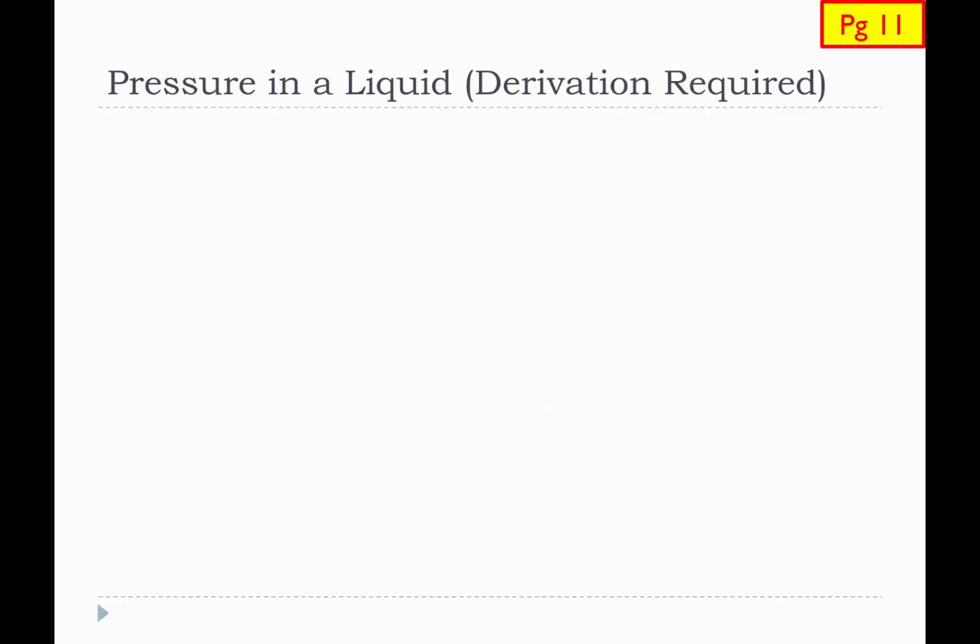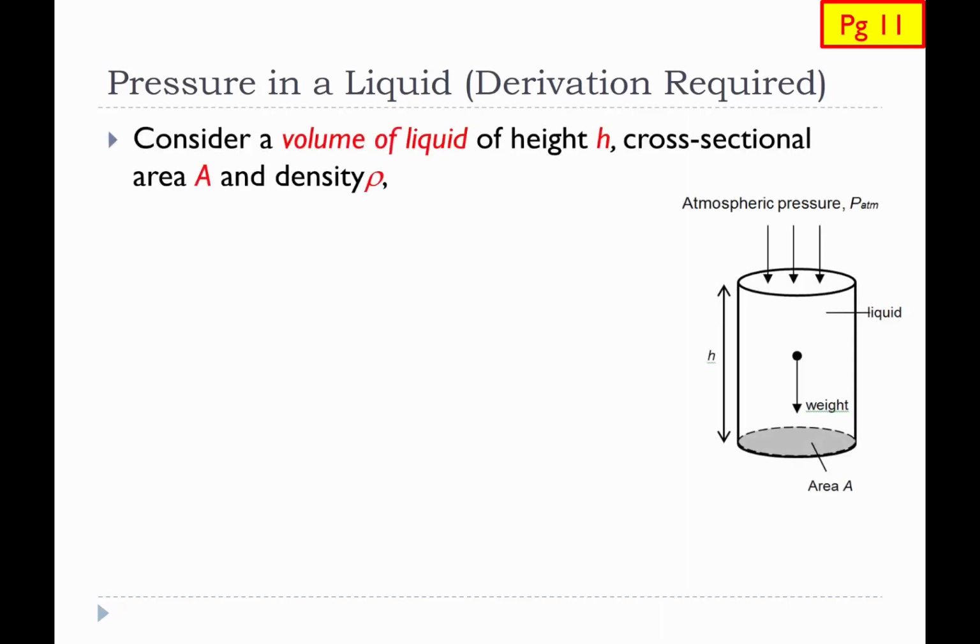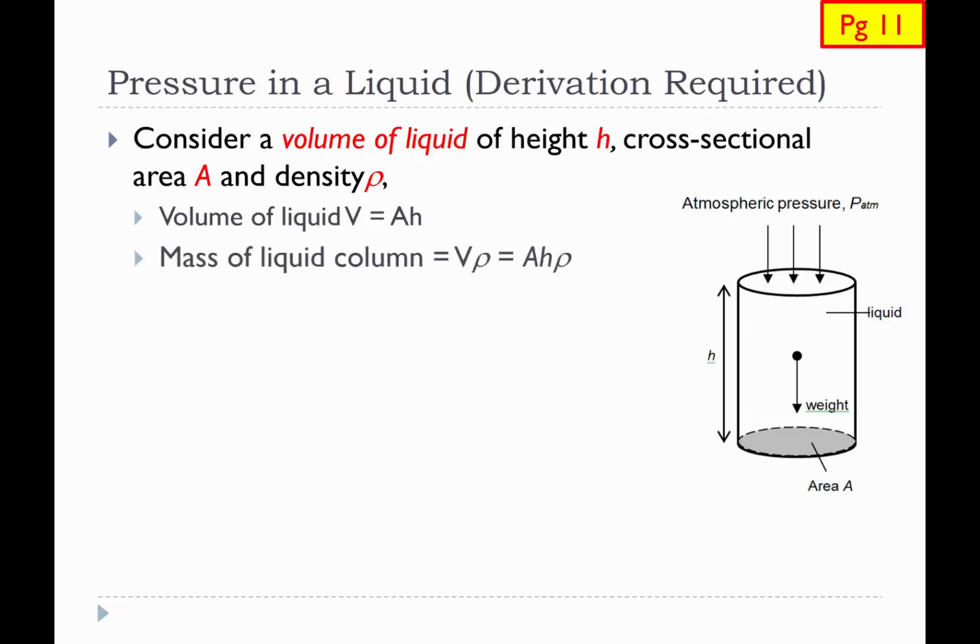So moving on, pressure in a liquid, something that you have learned in O level before, but now you probably need to derive it, so learn the derivation well as well. So consider a volume of liquid of height h, cross-sectional area A, and density rho. So we have the volume of the liquid being the volume of the cylinder, cross-sectional area times height. The mass of the liquid volume is volume times density.